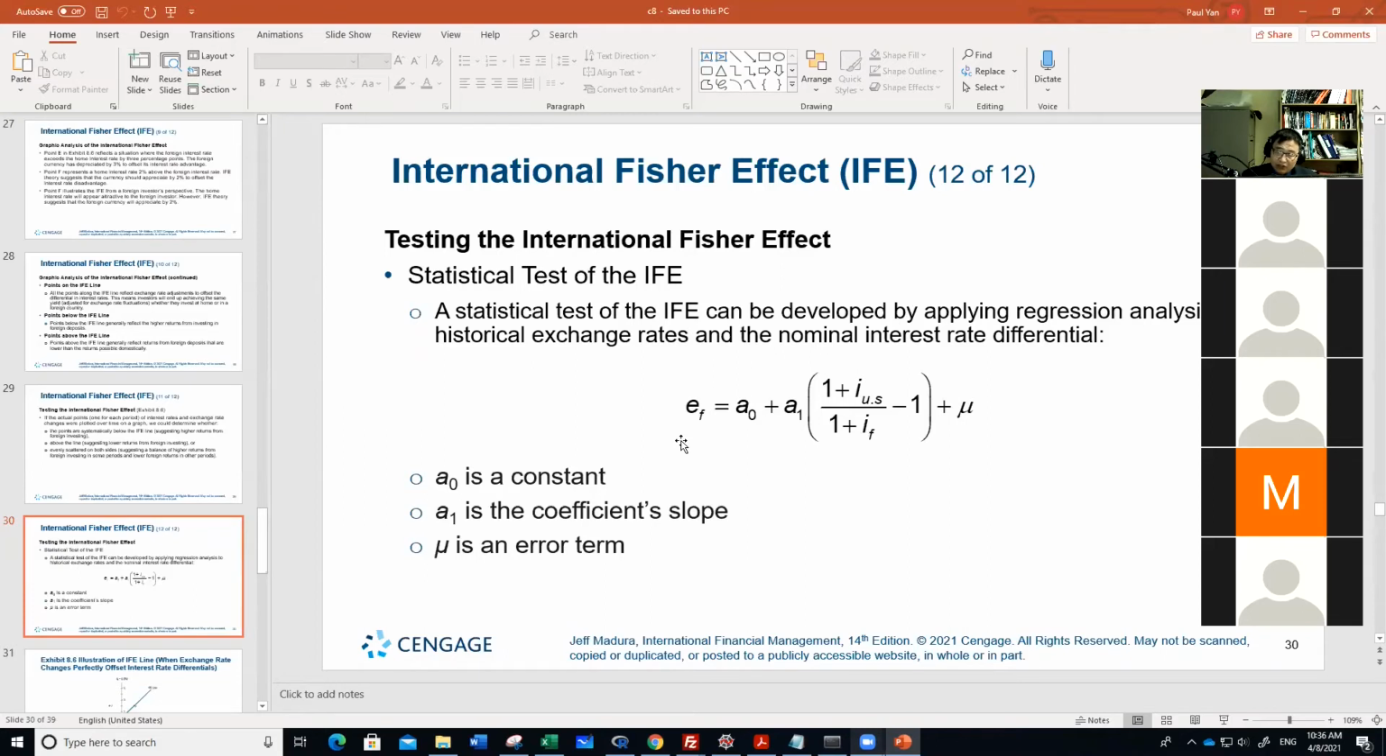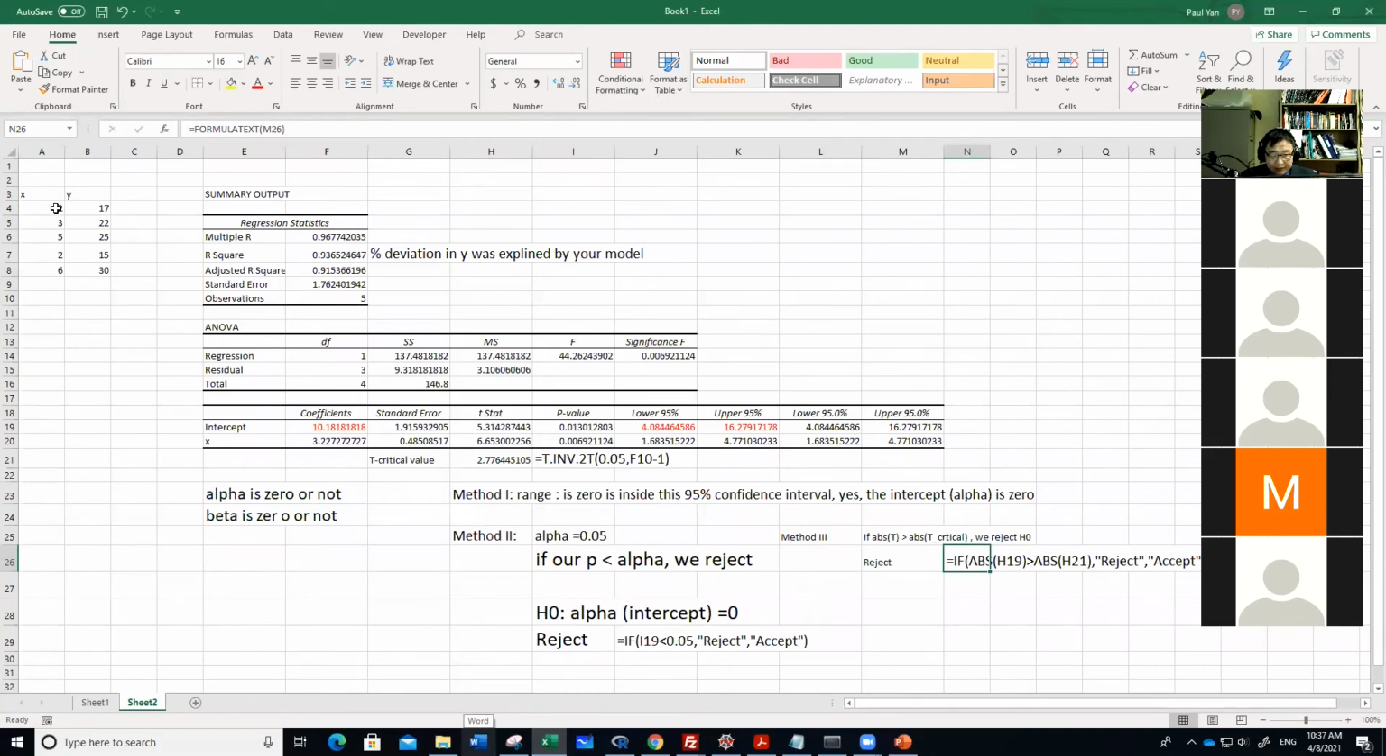We generate Y, which is the change of the exchange rate. We generate X, which is (1 plus the interest rate in the US) divided by (1 plus the interest rate in the foreign country), minus 1. Because we have the Y column and the X column, we run a linear regression. Based on R square and adjusted R square, we tell whether we have a good model or not. The basic idea is whether alpha and beta are 0 or not.